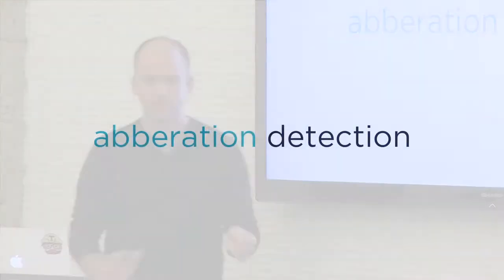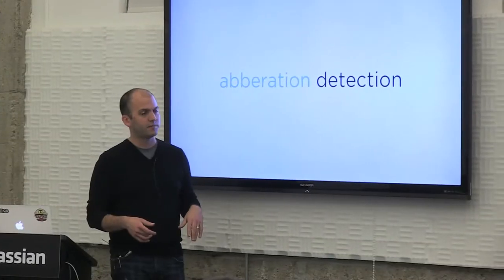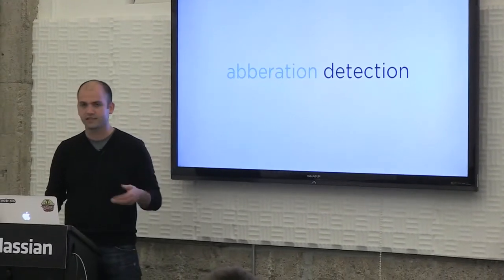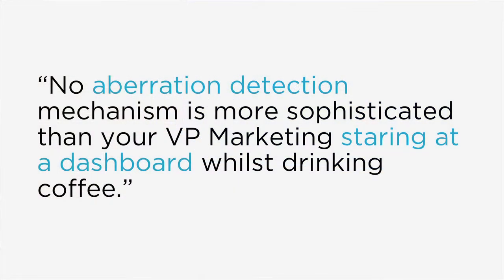And I think of dashboards as having three broad areas. The first one is definitely aberration detection. That's a common one. That's what everybody thinks of. I glance at the dashboard, I see something different. And the quote I generally like to tell people I'm selling them on that is that no aberration detection mechanism is more sophisticated than your marketing guy, which in my case is Nick, looking at one of our dashboards with a cup of coffee, right?